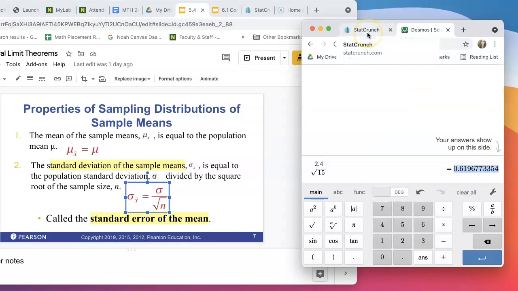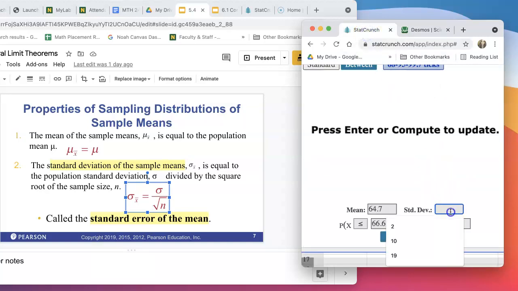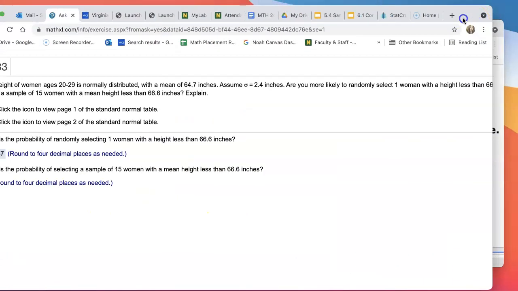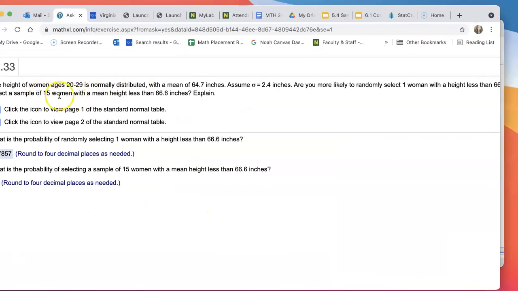I went to StatCrunch, and this is the new standard deviation. They have the same mean, but a different standard deviation for the sampling distribution. So if you're picking more than one, like 40 people or 30 people, if you have a sample size, then you have to use this formula to find your standard deviation. I think they're asking for the same thing though: what is the chance their mean height is less than 66.6?